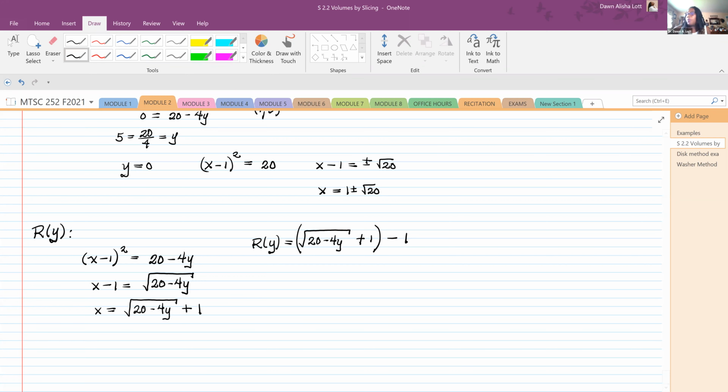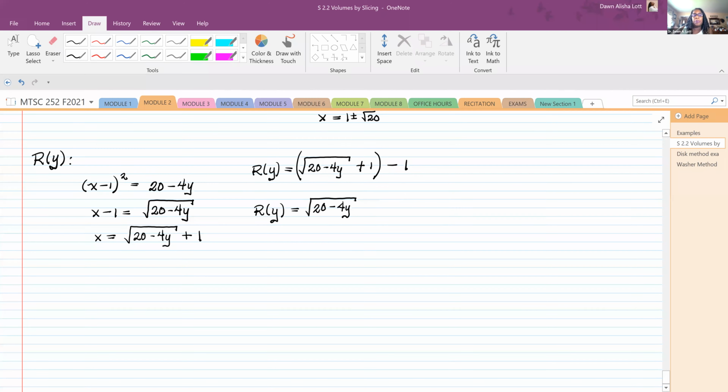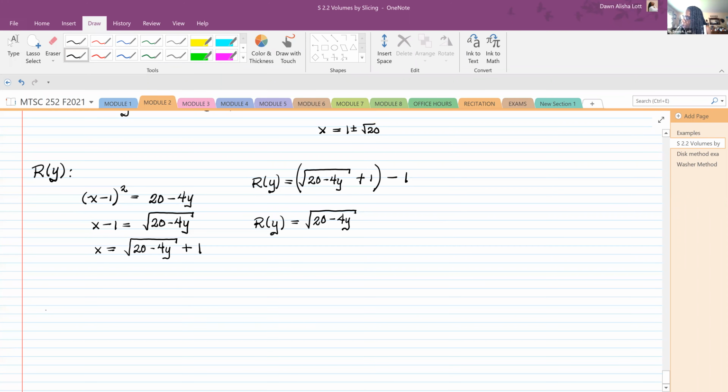So now R of y, how nice is that, that the plus 1 and the minus 1 drop out. They knew not to revolve this thing about the 0 axis because it would have been awful. So now my volume is the integral of pi. And now I'm going to get the square root of 20 minus 4y, and that thing gets squared dy.